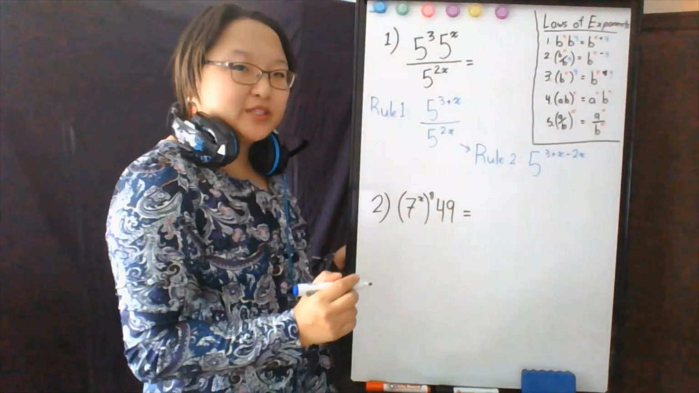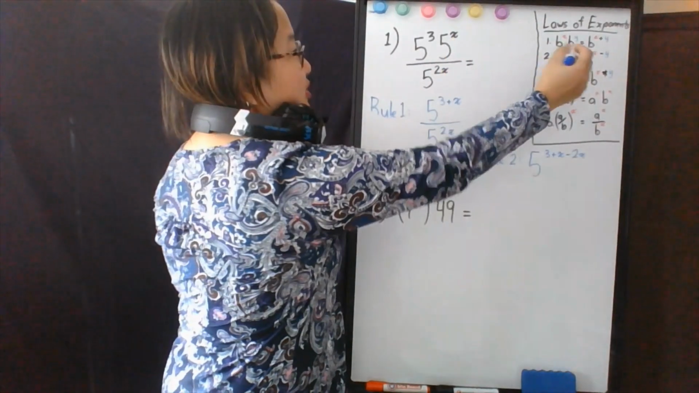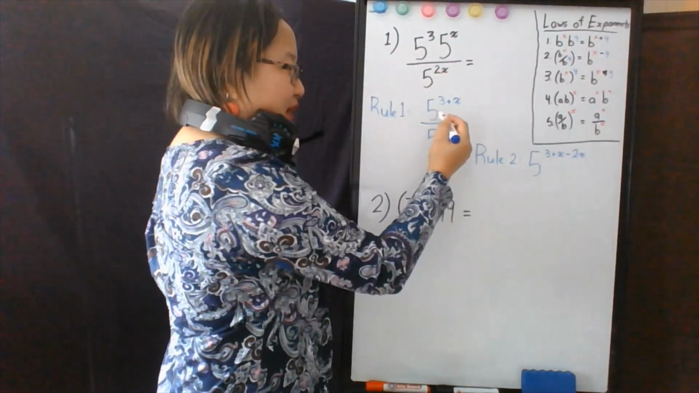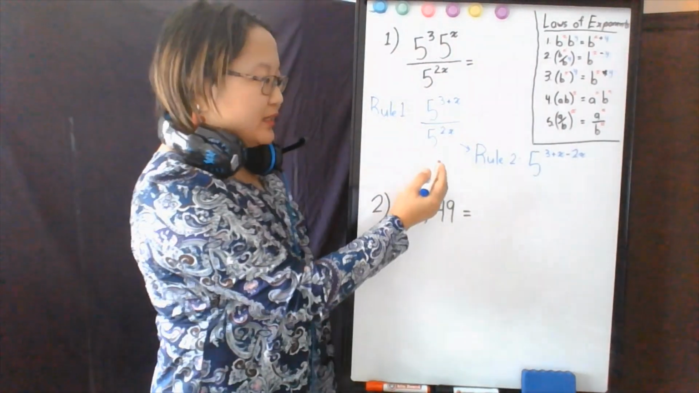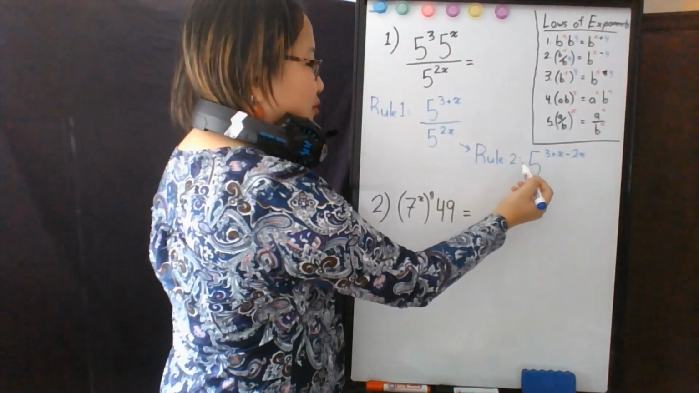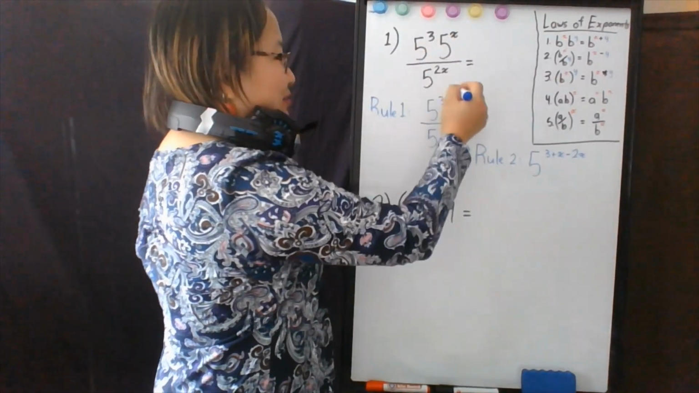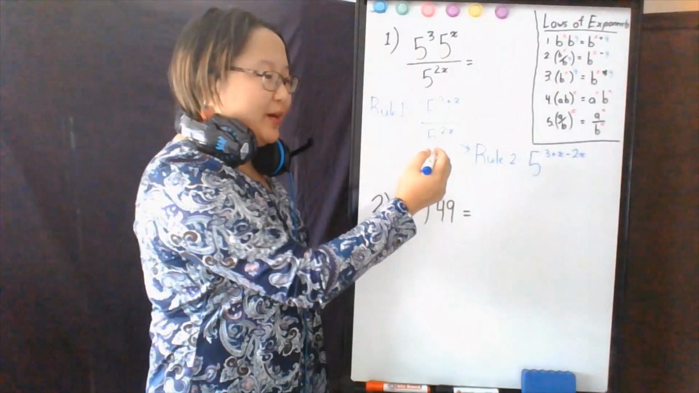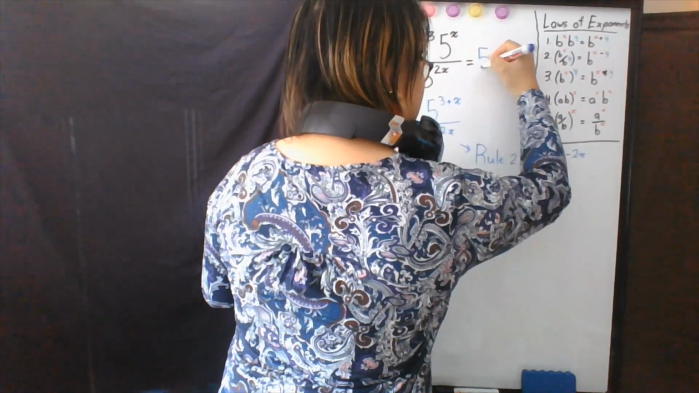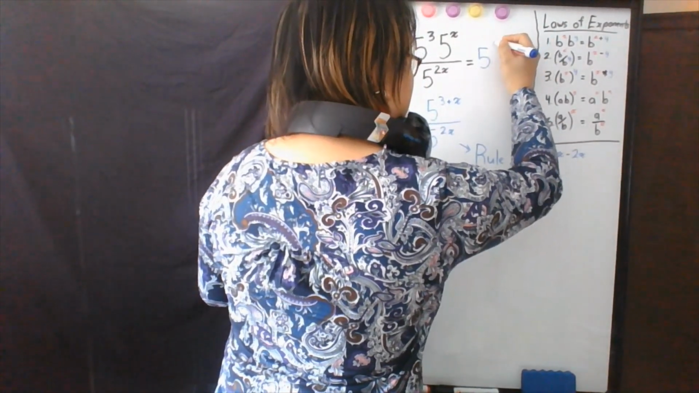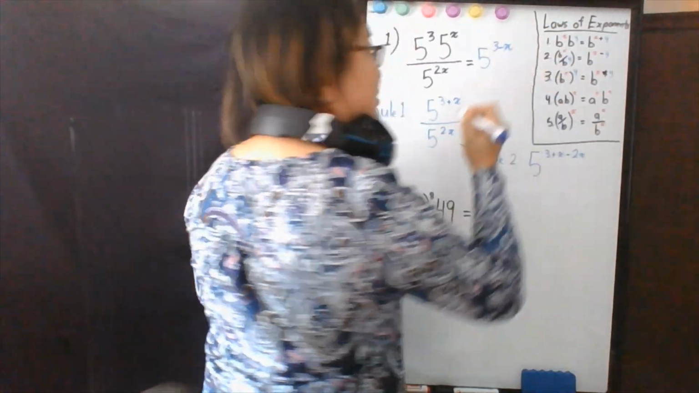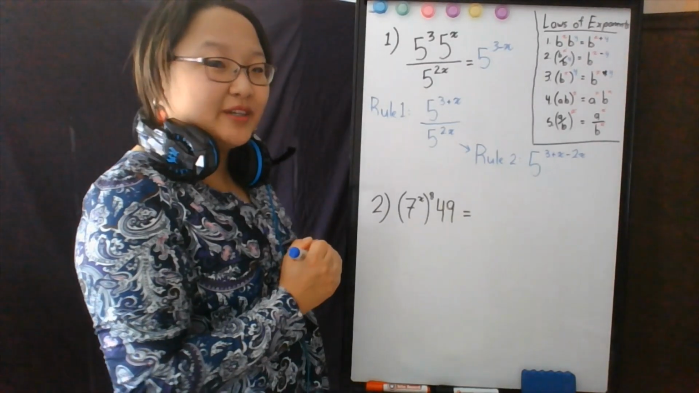Okay, so at this point, what you'll notice that I did is I went back and forth with these rules. So I turned 5 to the 3 multiplied by 5 to the x into 5 to the 3 plus x. And in this case, what I did is, it stayed the same. But the next step was to apply rule 2, which is that you take everything on top and you subtract the exponent from the bottom. So that will give you your final answer of 5 to the power of 3 minus x. Now we'll go on to number 2.